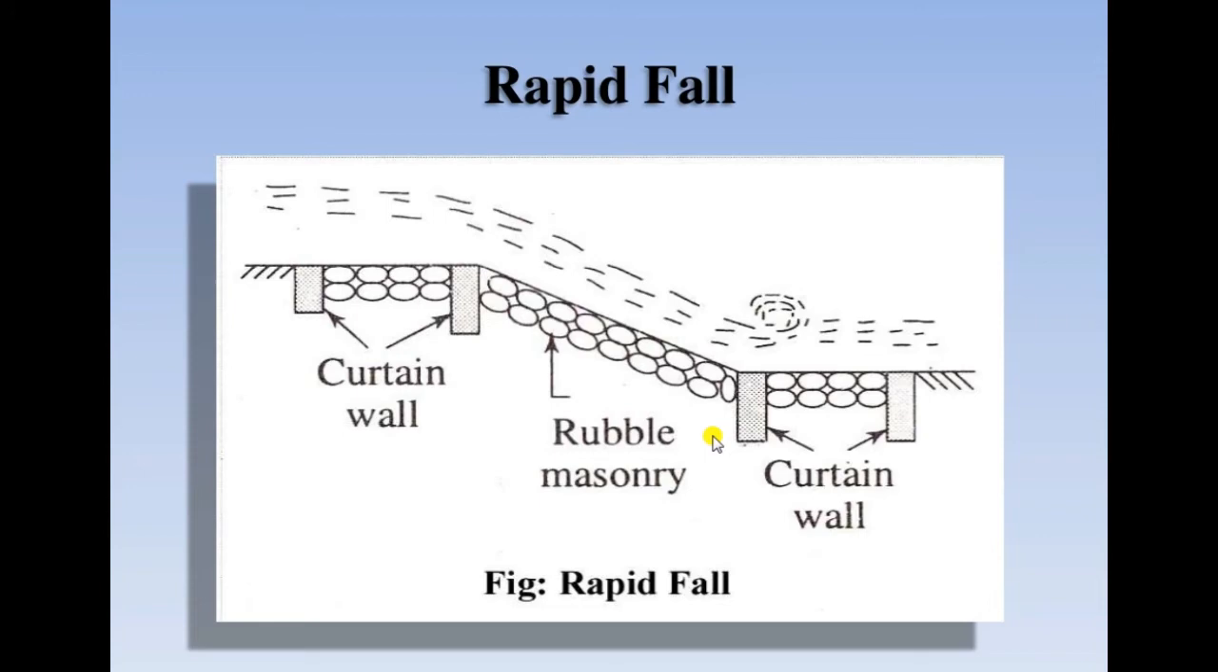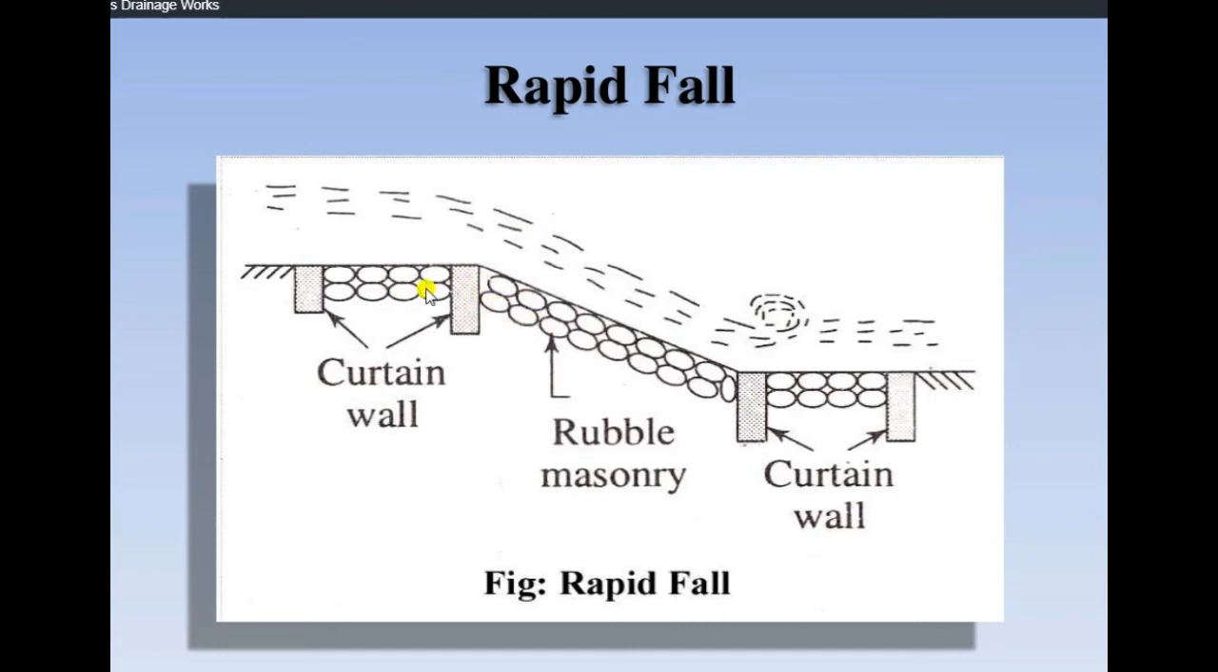See in the picture, that is the curtain wall. It is one type of curtain wall, so it supports the rubble masonry and prevents erosion. Now see, there may be some water, so a jump is formed here.